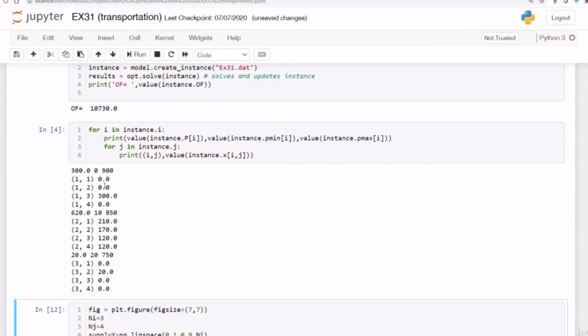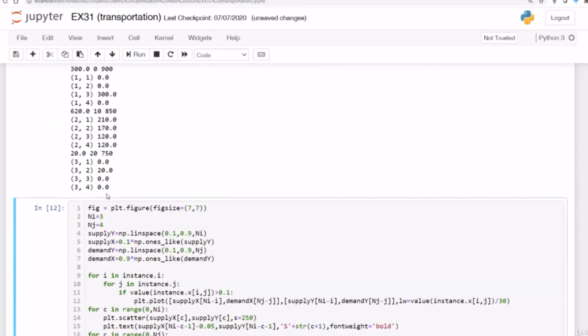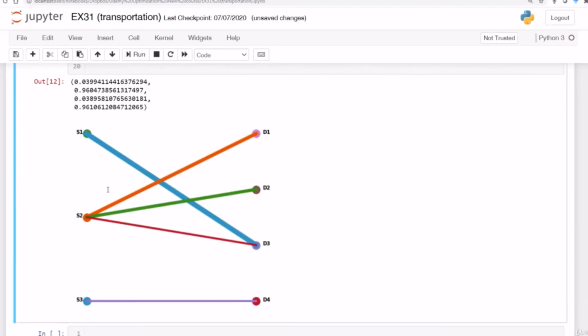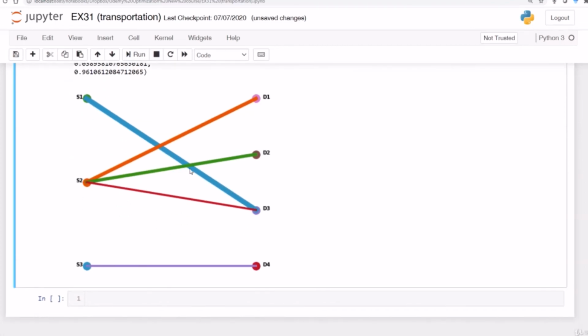Let's read them. It is telling us that the amount of transportation between production 1 and demand 1 is 0. Production 1 and demand 2 is 0. Production 1 and demand 3 is 300, and so on. You could visually show that as well. So these are the results that are visually shown.